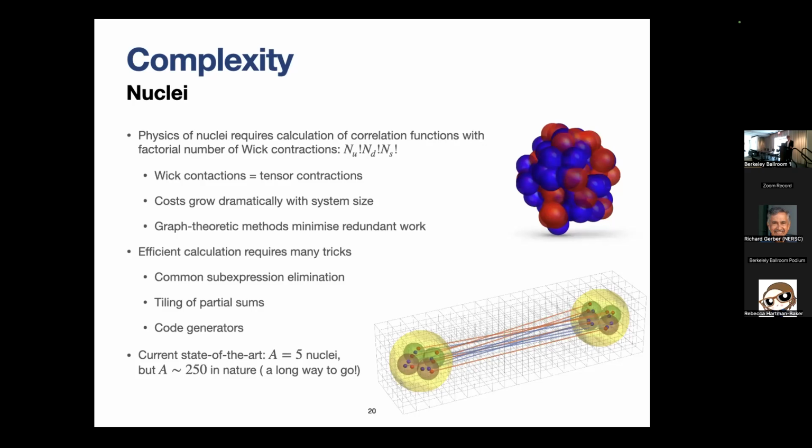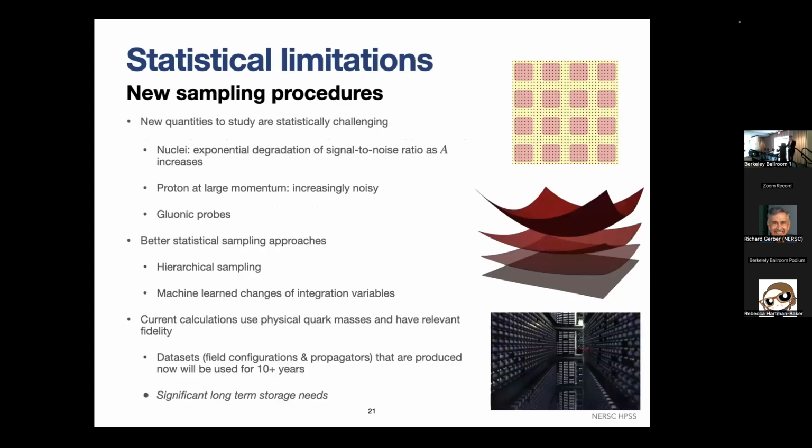And I should point out the current state of the art is nuclei of atomic number about 5, whereas in experiment you can access atomic number 250 or so, right? So we have a long way to go. So there's no sense in which this field is going to stop.